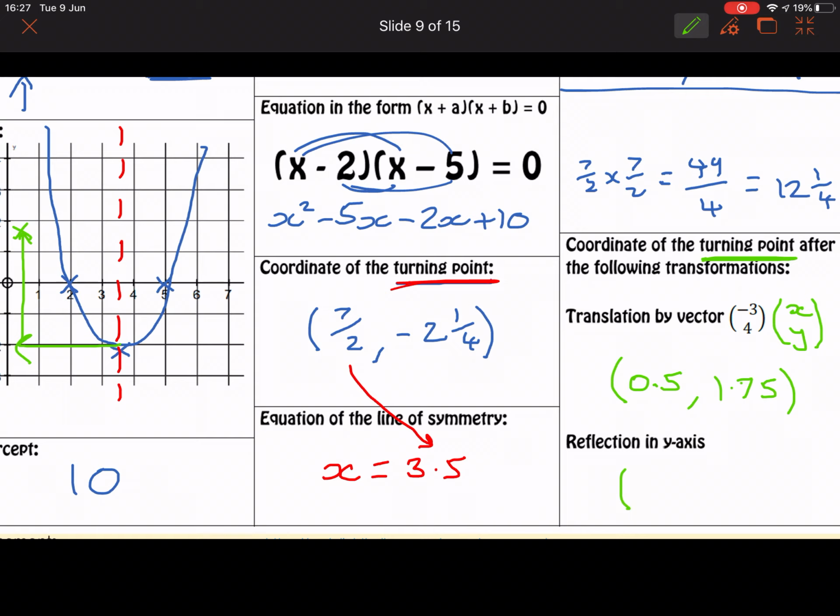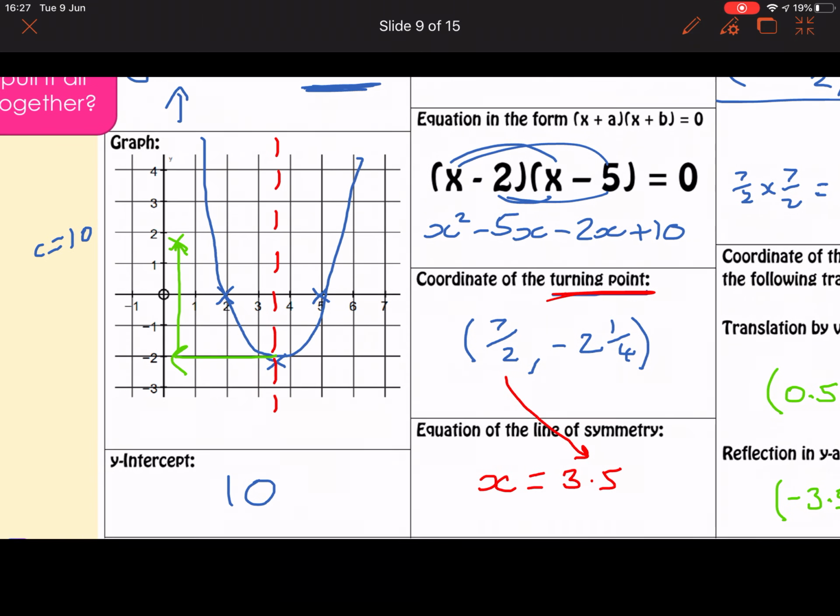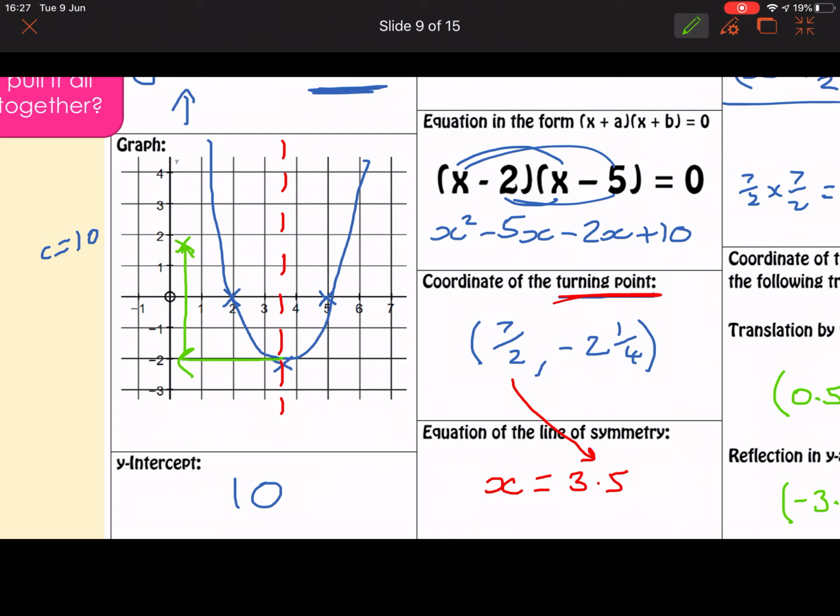Our x value is now going to be minus 3.5, or minus 7/2. Our y value is not going to change. It's still going to be minus 2.25. Okay, so if you imagine that on the graph, I can't draw it on this graph particularly, but our graph will now be over here. Okay, flipped in the y-axis. The height doesn't change, it's just the x value has become negative.